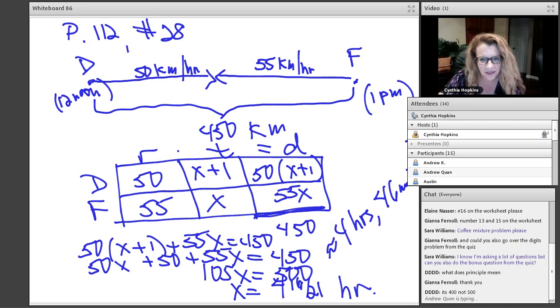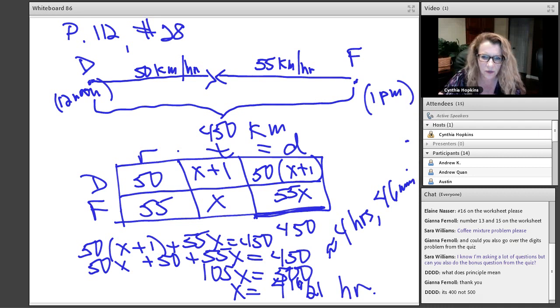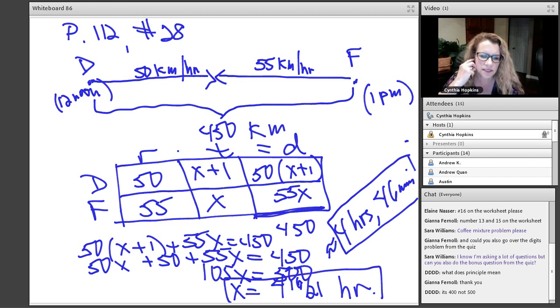I accidentally changed the size of this box. Okay, there we go. Here is my approximate answer. Here is my exact answer. I know it's a little hard to read. 4 and 16 over 21 hours, and that's approximately 4 hours, 46 minutes. My sixes are pretty bad. Okay. All right. I hope that was helpful.